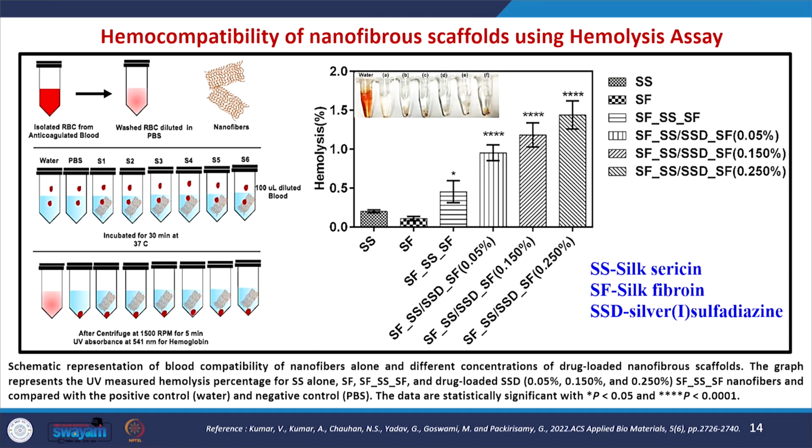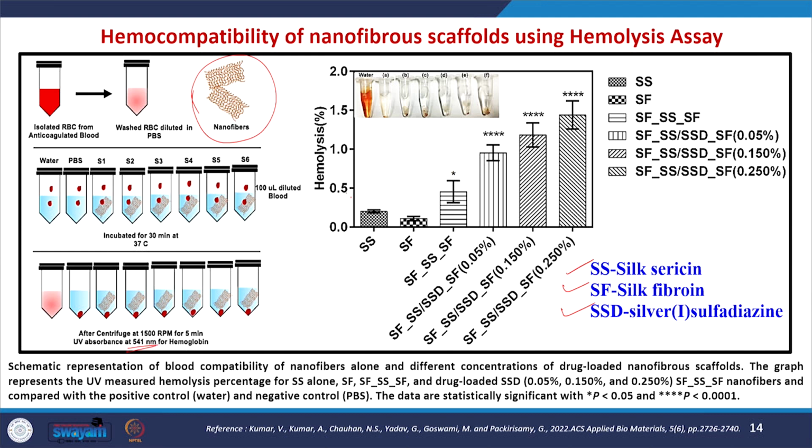Let us see how to study the hemocompatibility of a nanofibrous scaffold using hemolysis assay. In this study, we made nanofibrous scaffold using silk proteins, silk sericin and silk fibroin, and this nanofibrous scaffold is loaded with SSD, that is silver sulfadiazine drug. This nanofibrous scaffold is mainly useful for wound dressing application. To study its hemocompatibility, we incubated the scaffold in the presence of RBC, and after incubation we measured the absorbance at 541 nanometer.